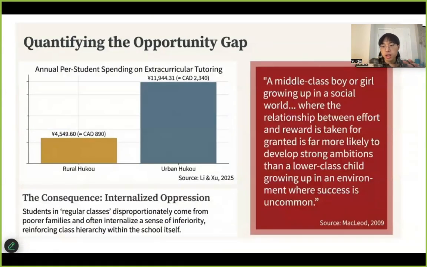For example, a middle-class boy or girl growing up in a social world where the relationship between effort and reward is taken for granted, compared to a lower class child growing up in an environment where success is uncommon, so they kind of lose faith to move to a different hierarchy. And students in regular classes often come from poor families, and they tend to internalize a sense of inferiority, reinforced by class hierarchy within the school itself.